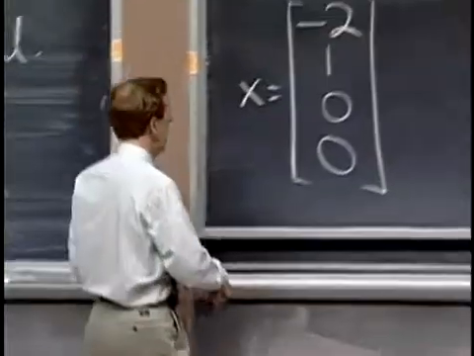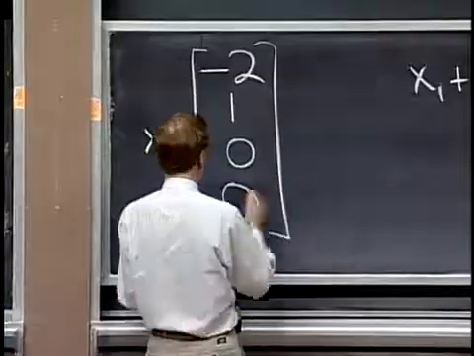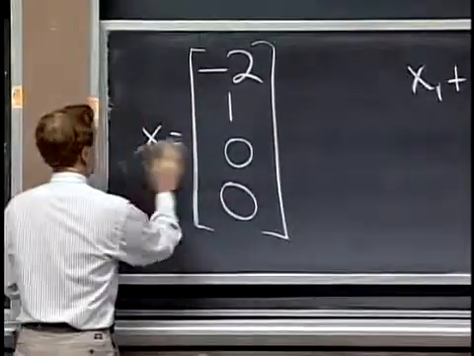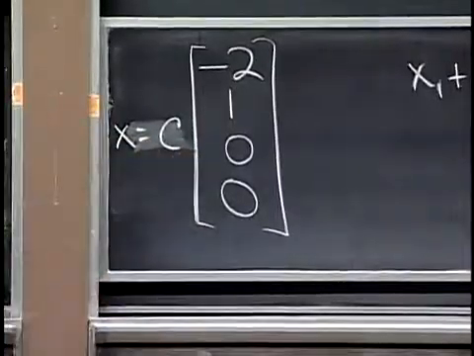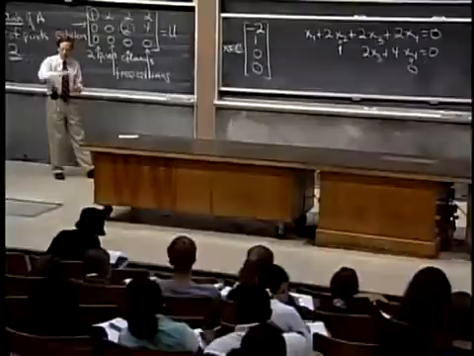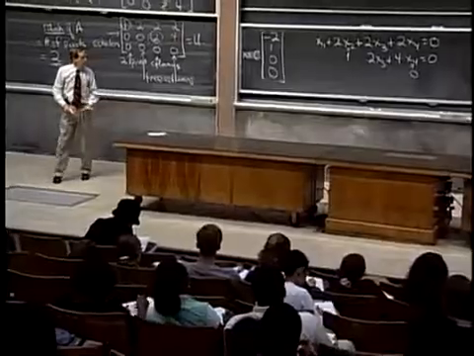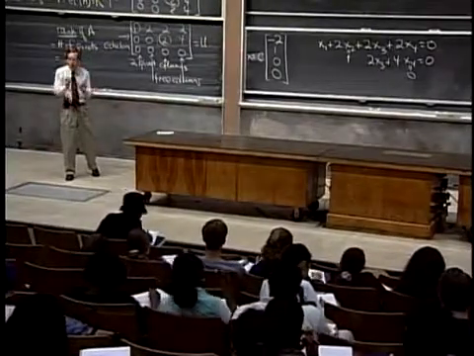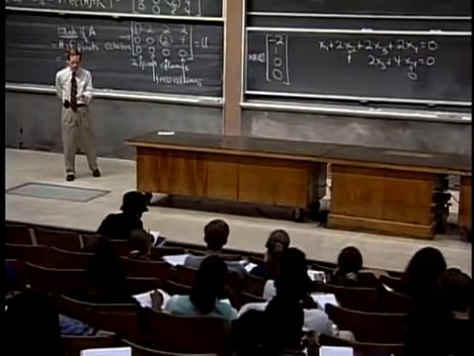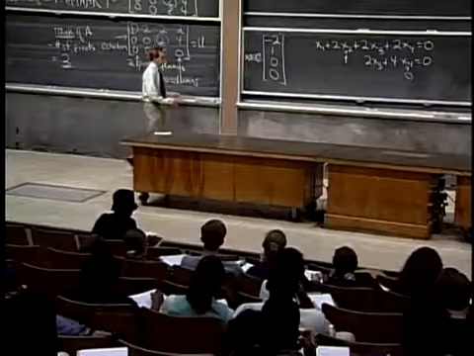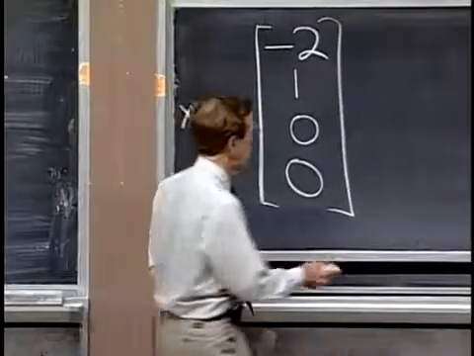Any multiple, I could multiply this by anything. I could say c, some multiple of this. So x could be any multiple of this one. That describes now a line, an infinitely long line in four-dimensional space, which is in the null space. Is that the whole null space? No. I've got two free variables here. I made this choice 1 and 0 for the free variables, but I could have made another choice.